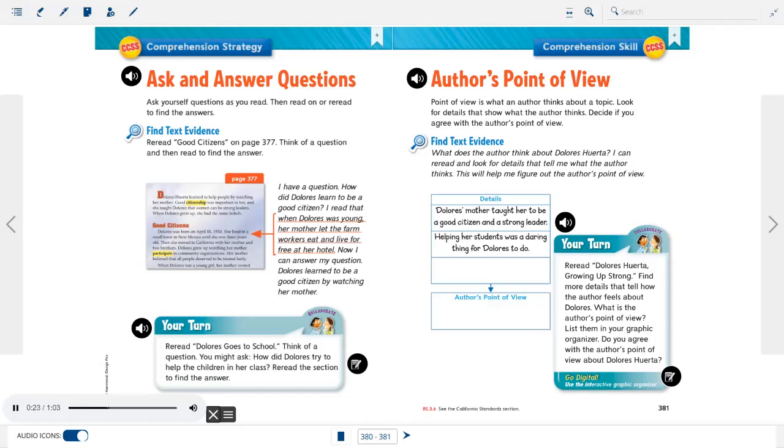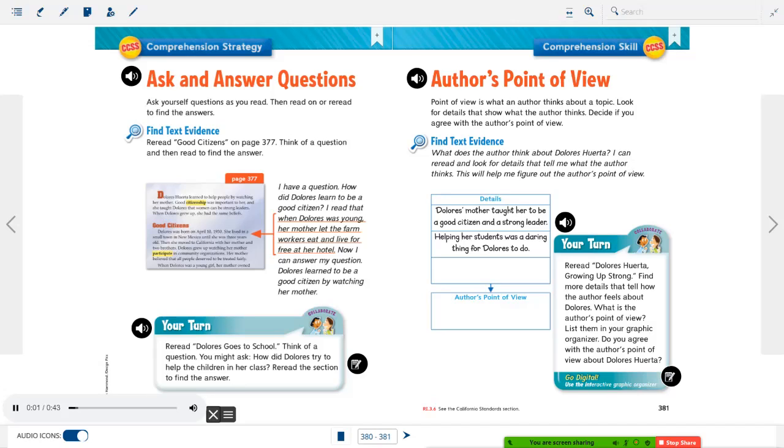Good Citizens. Dolores was born on April 10, 1930. She lived in a small town in New Mexico until she was 3 years old. Then she moved to California with her mother and 2 brothers. Dolores grew up watching her mother participate in community organizations. Her mother believed that all people deserve to be treated fairly. I have a question. How did Dolores learn to be a good citizen? I read that when Dolores was young, her mother let the farm workers eat and live for free at her hotel. Now I can answer my question. Dolores learned to be a good citizen by watching her mother.